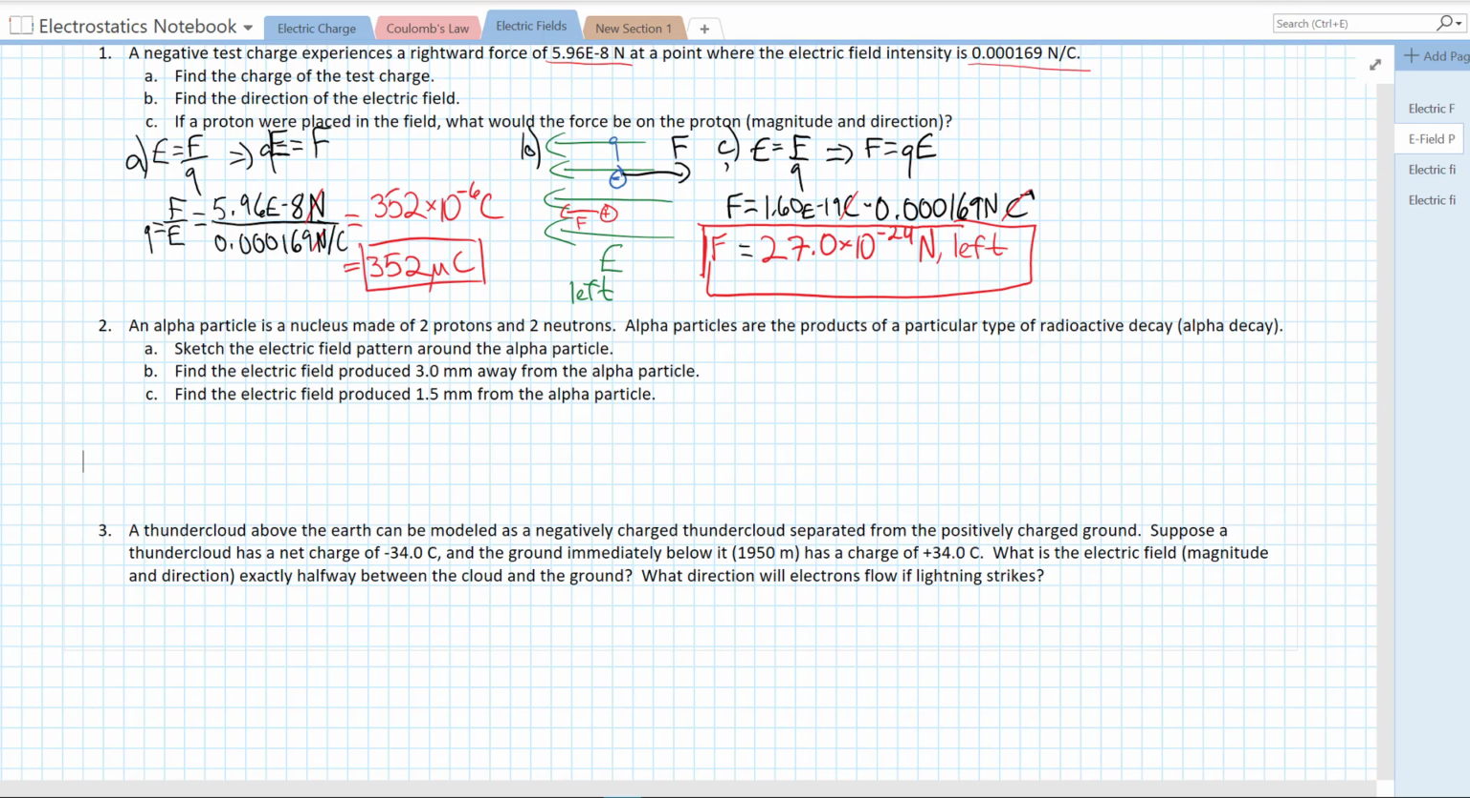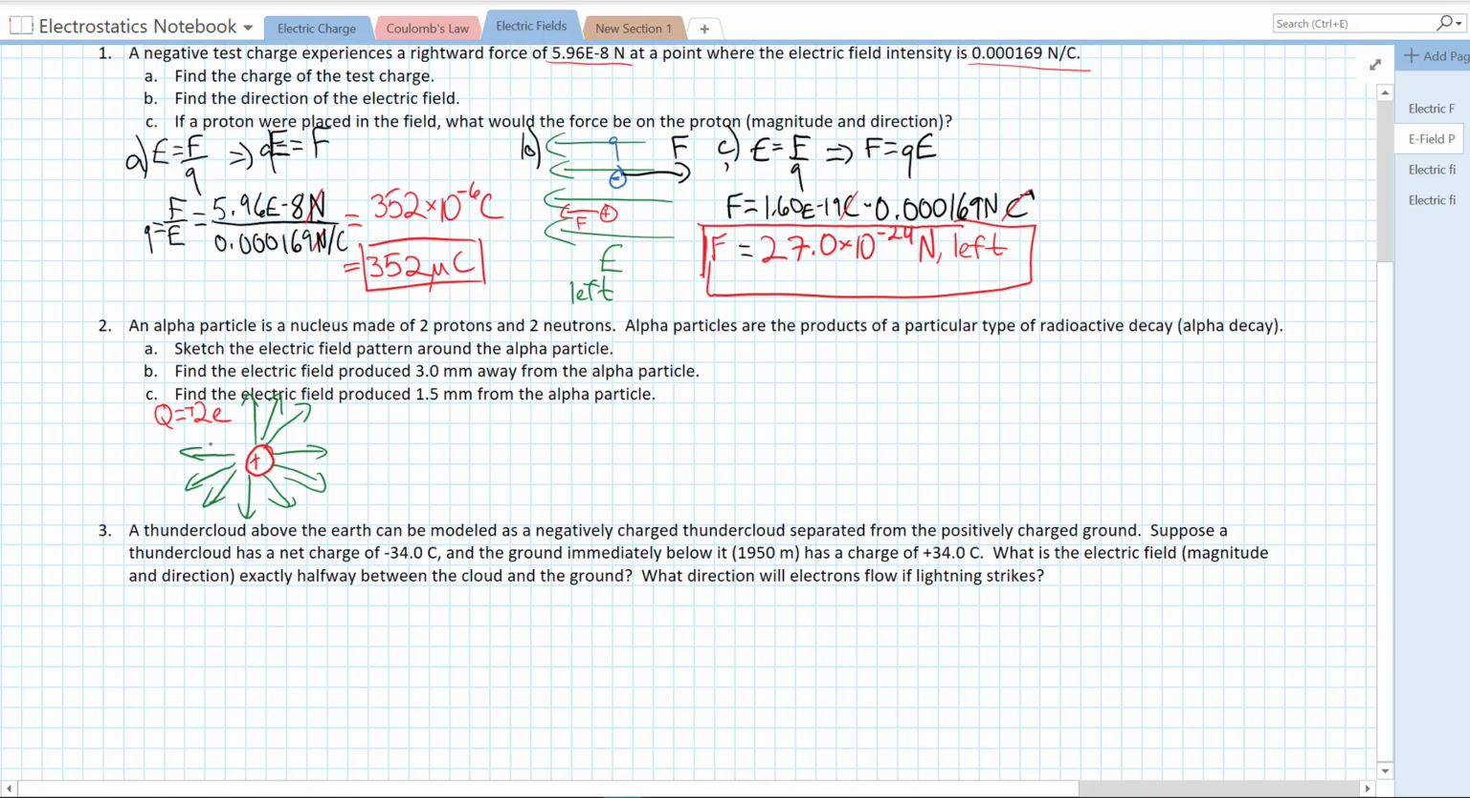Okay, so A, an alpha particle is 2 protons and 2 neutrons. Neutrons have a charge of 0, so the protons are the only thing that's going to produce a charge. So our alpha particle is something like a positive charge, and it has a charge of plus 2e. So our electric field lines point radially away from a point charge, and they should be pretty evenly spaced around my point charge. So that's the electric field around a positive charge, my alpha particle.